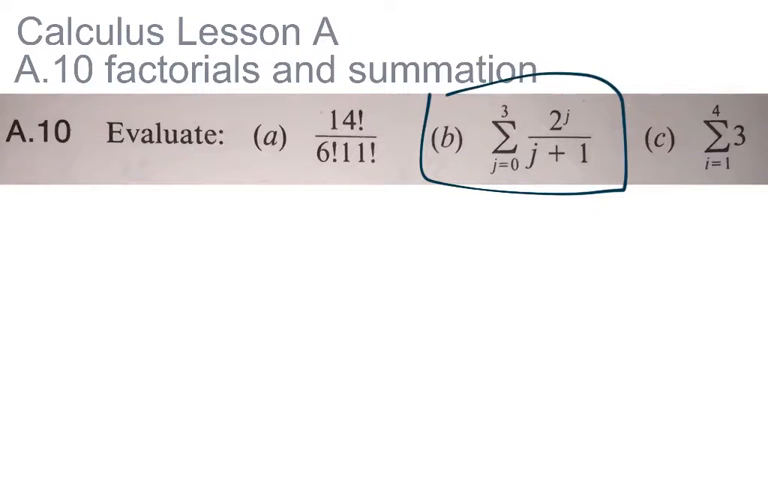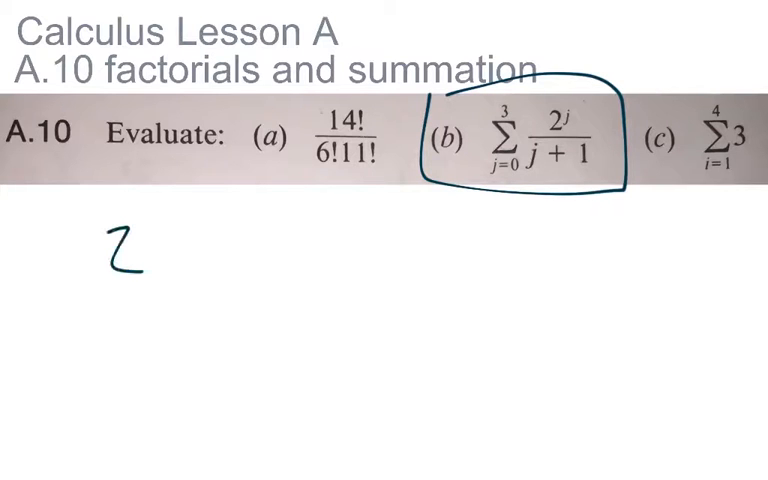The B problem is a summation problem. And you may remember from last year that sigma, the capital sigma, always means summation. And it means you're going to plug in all of the integers from j equals 0 up till j equals 3 into the function that they give. So we need to go ahead and punch in 0 first.